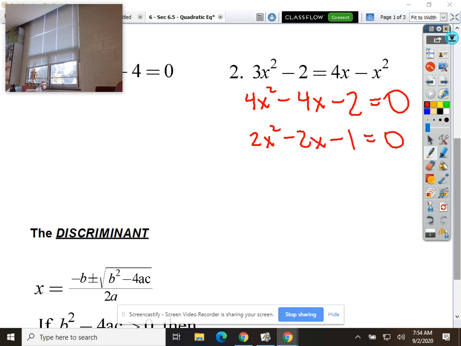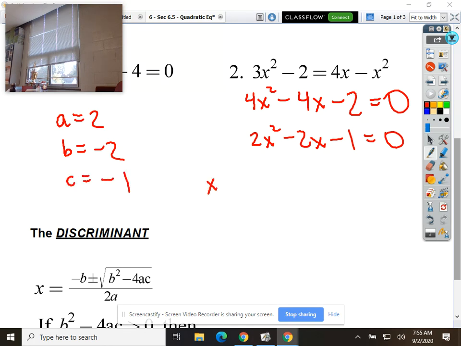0 divided by 2 is 0. So here's my quadratic I need to solve. And let's just plug and chug. I didn't write down my A, B, and C yet. So there's A, there's B, and there's C. All right, here we go.